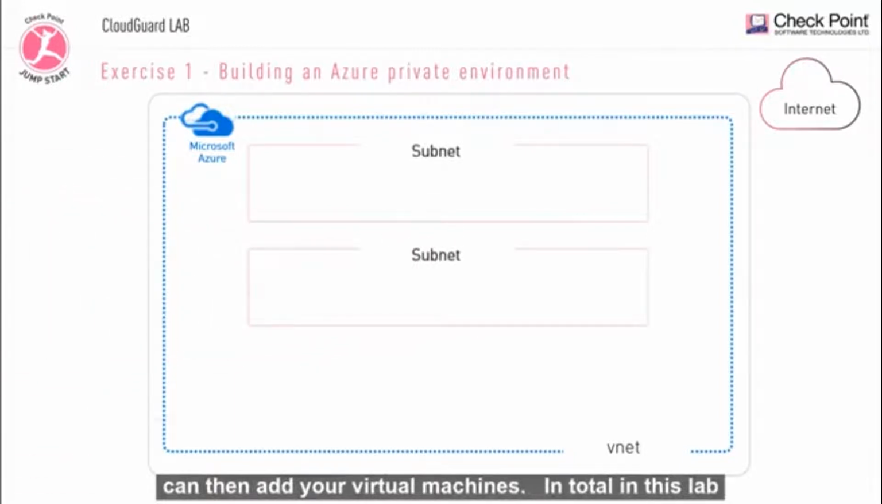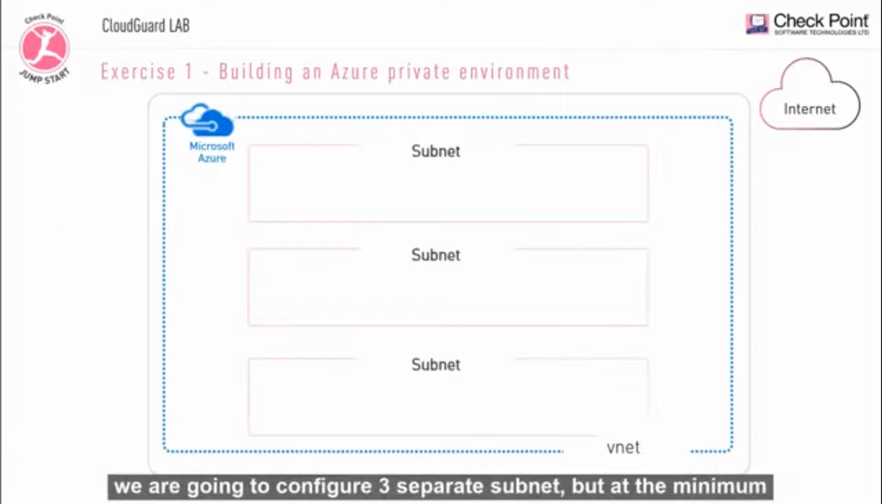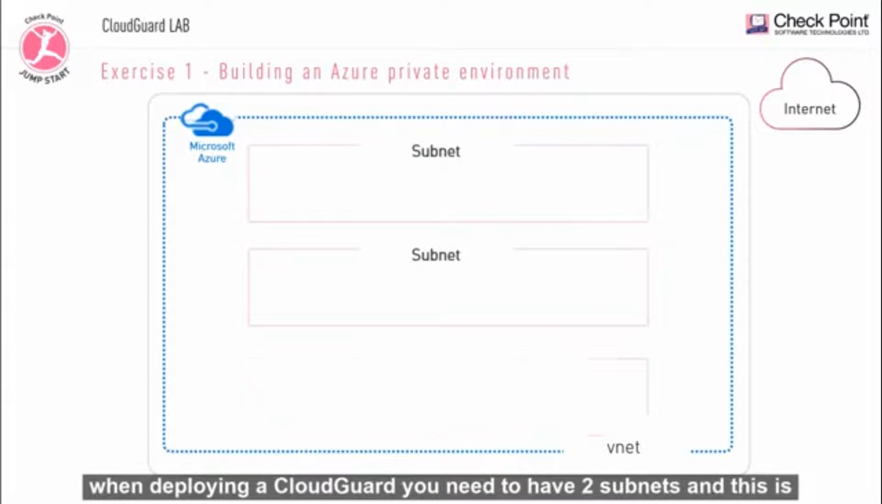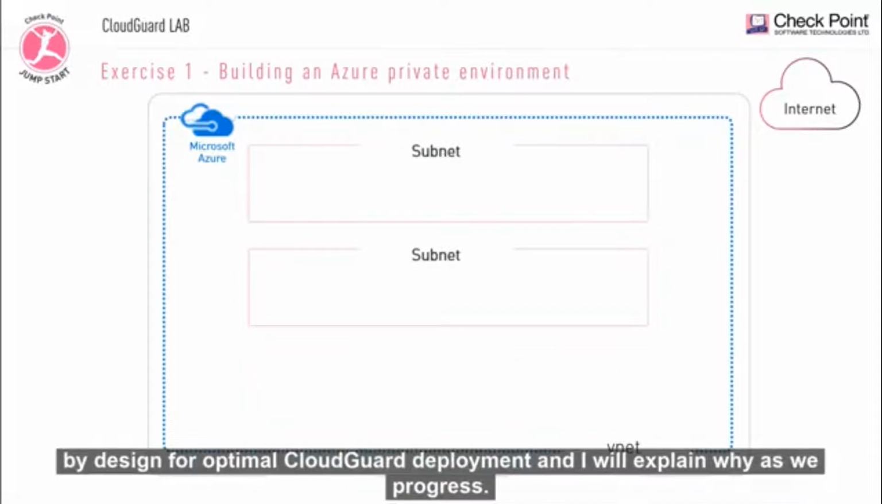In total in this lab, we're going to configure 3 separate subnets. But at the minimum, when deploying a CloudGuard, you need to have 2 subnets. And this is by design for optimal CloudGuard deployment. And I'll explain why as we progress.